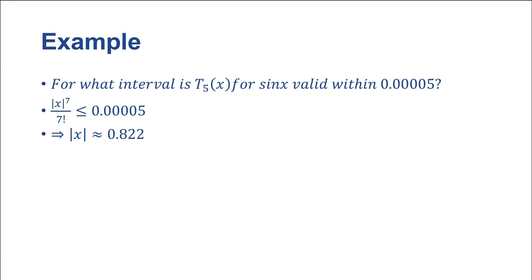So we find that the value here is 0.822. So that's also pretty good. But pretty much between -1 and 1, we can use this Taylor series to a very accurate amount. So that's pretty interesting. So that's really what we've done with these Taylor series.